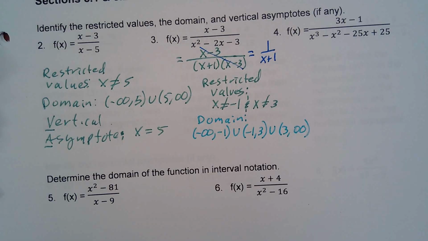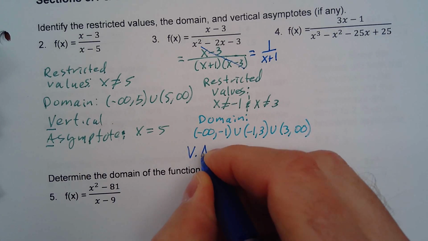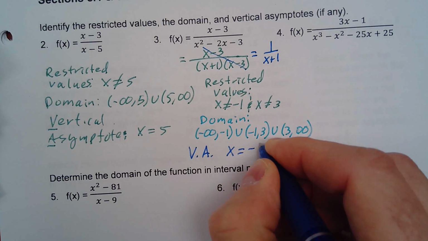In fact, if you were to graph it, it would look exactly like the graph of 1 over x plus 1, except you would have a hole at x equals 3. So my vertical asymptote, I'm just going to get from that denominator. That's x equals negative 1.